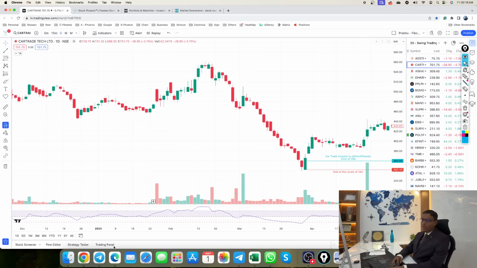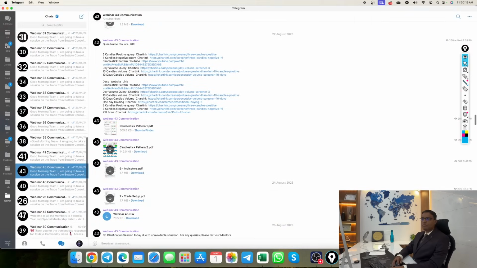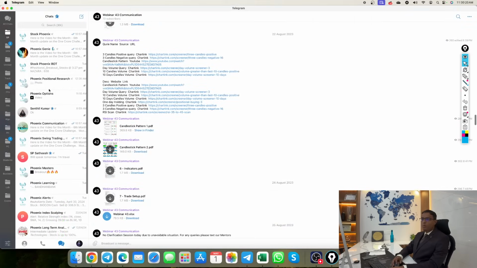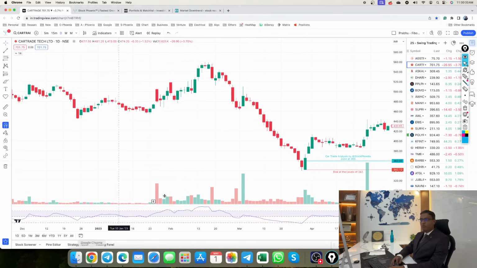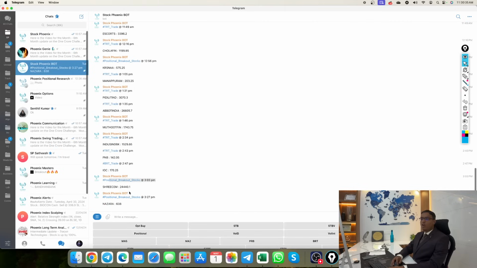Now what exactly I do: the bot will pull the data for me when the market is live. For example, Sree Cements is on a breakout, Nazara is on a breakout. When this comes at the specific time, I go and watch. These stocks are nothing but whatever we are explaining. This is as per the Stock Phoenix method, so don't get confused with this.